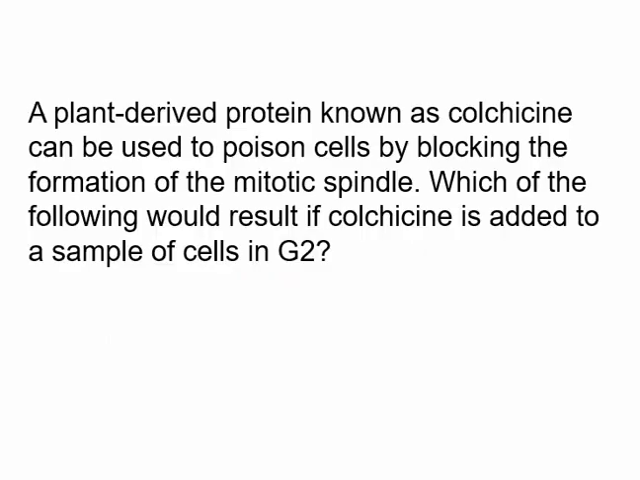All right, before we go on, here's a question for you. There is a compound known as colchicine that can block the formation of that mitotic spindle that we've been talking about. So what would happen if you add colchicine to cells in G2 phase? What's going to happen?